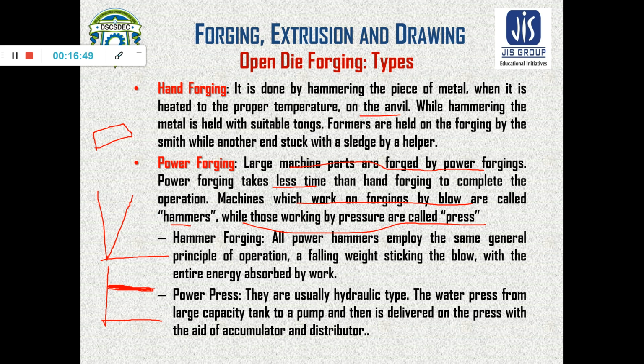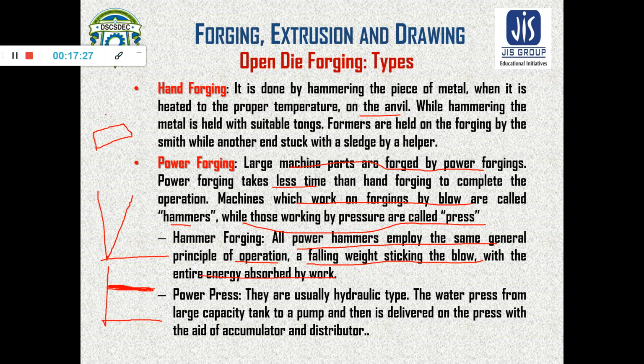So in case of power forging, those machines which give a blow or impact load are known as hammers, and those which give pressure in a gradual manner are known as presses. In hammer forging, all power hammers employ the same general principle of operation, that is falling of a weight, striking the blow, with the entire energy absorbed by the work. See, the entire energy is absorbed by the work.